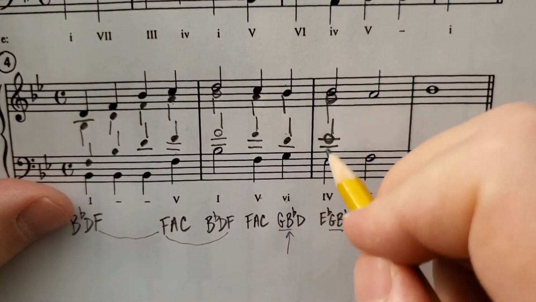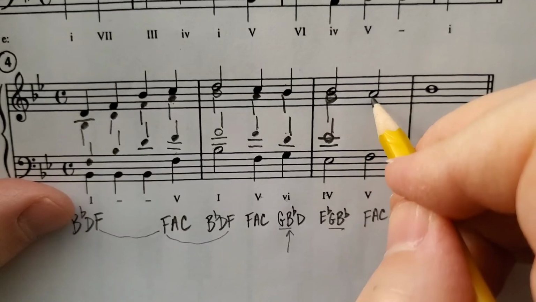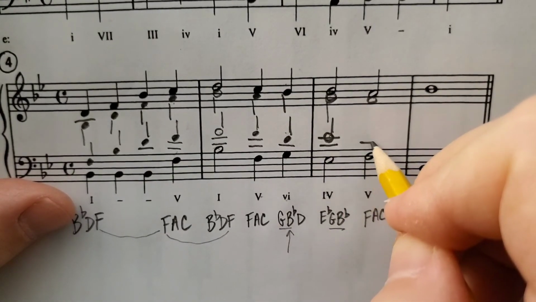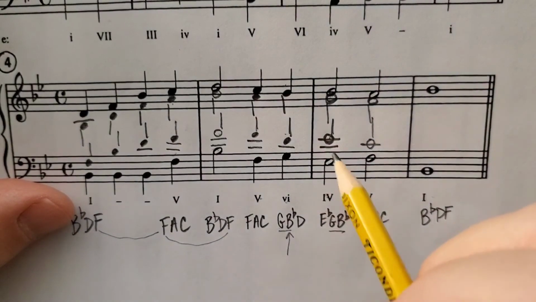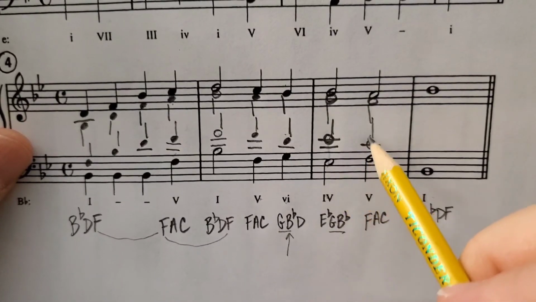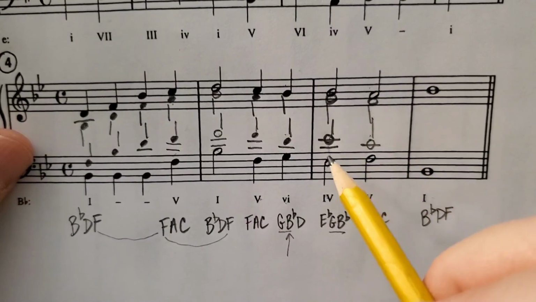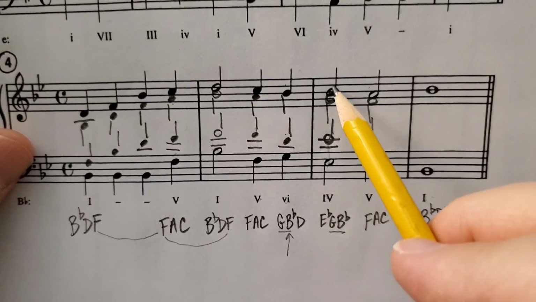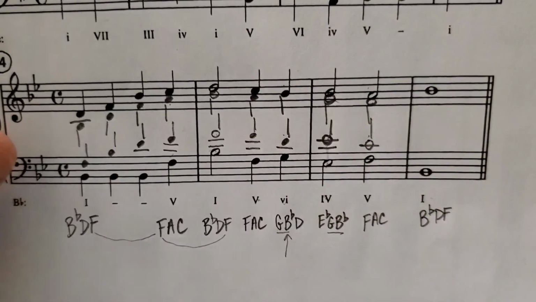Everything should move in contrary motion with the bass, so the bass moves up, everything should move down. This is going to go to the C. Now be careful, if you move the E flat to the F, you'd have a parallel octave between the bass and the tenor. And if you move the B flat up to the C, you'd have a parallel fifth between the bass and the soprano. So moving this down, and leaping a third down prevents that from happening.